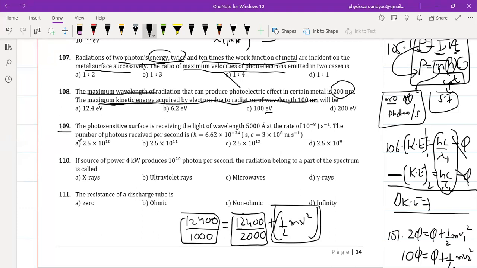Now, question number 109. A photosensitive surface is receiving the light of wavelength 500 nanometers at the rate of 10 power minus 8 joule per second.